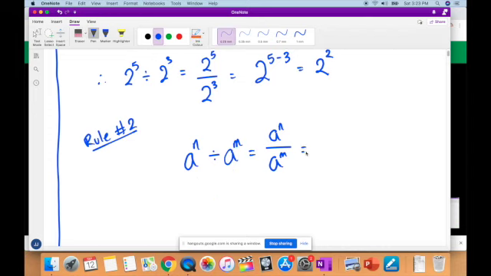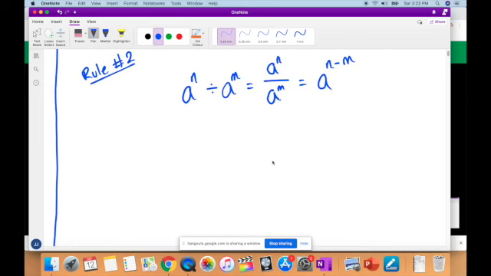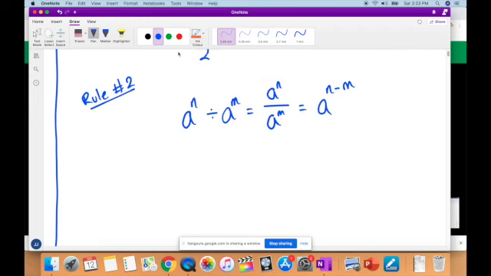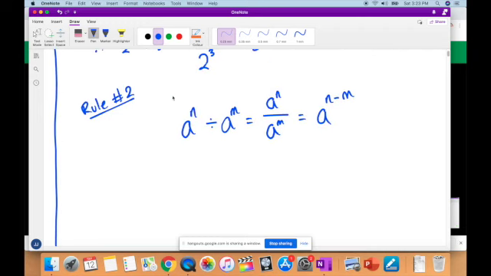And what is this equal to? A to the n minus m. N minus m. The one underneath is the one being minus. The one that is after the division sign, the divisor, is the one being minus. Right? So you understand this second rule here, right? Yeah. Very nice.